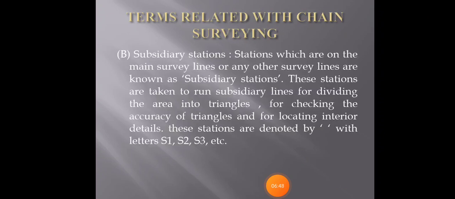Now next, subsidiary stations which are on the main survey line or any other survey lines are known as the subsidiary stations. These stations are taken to run the subsidiary lines for dividing the area into triangles, for checking the accuracy of triangles, and for locating interior details. These stations are denoted by the letters S1, S2, S3, etc.